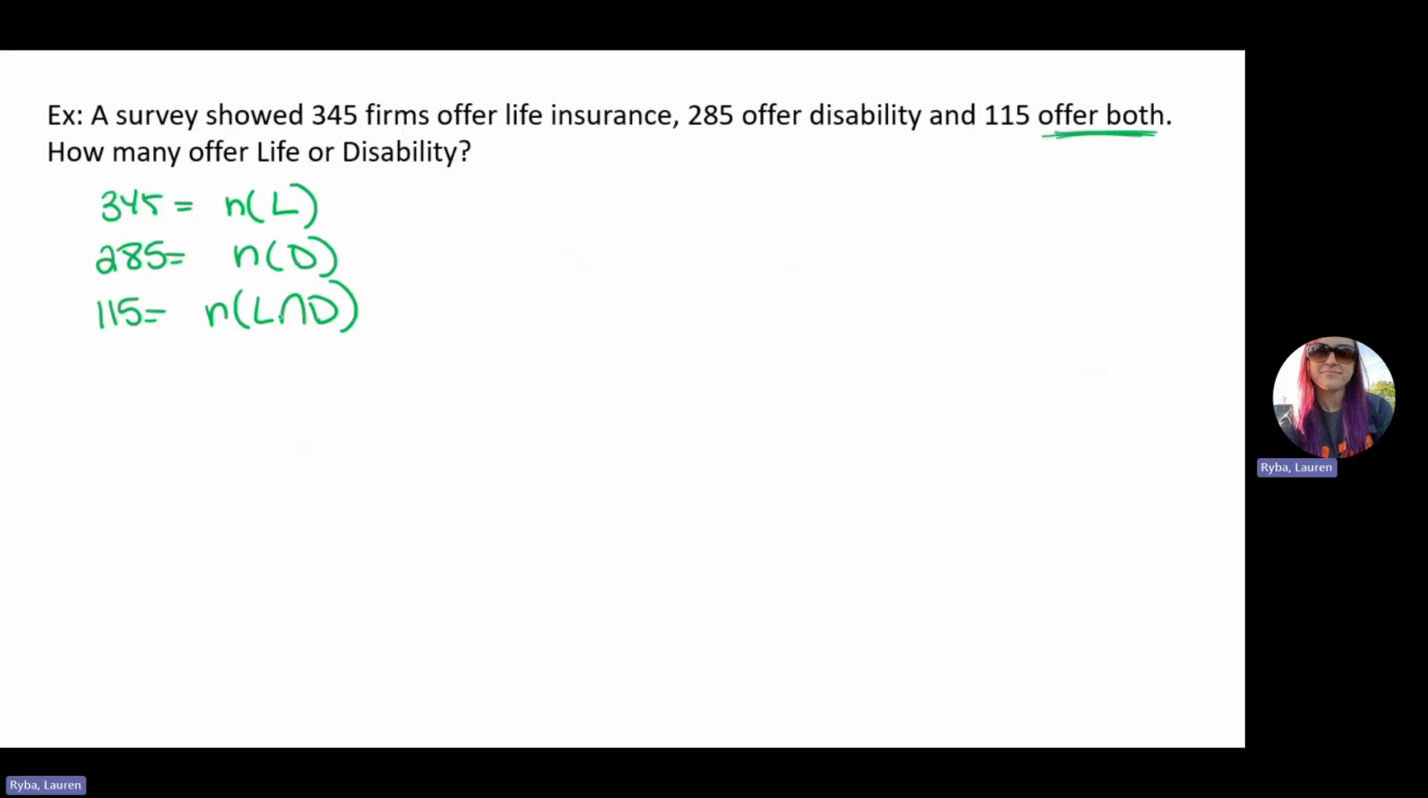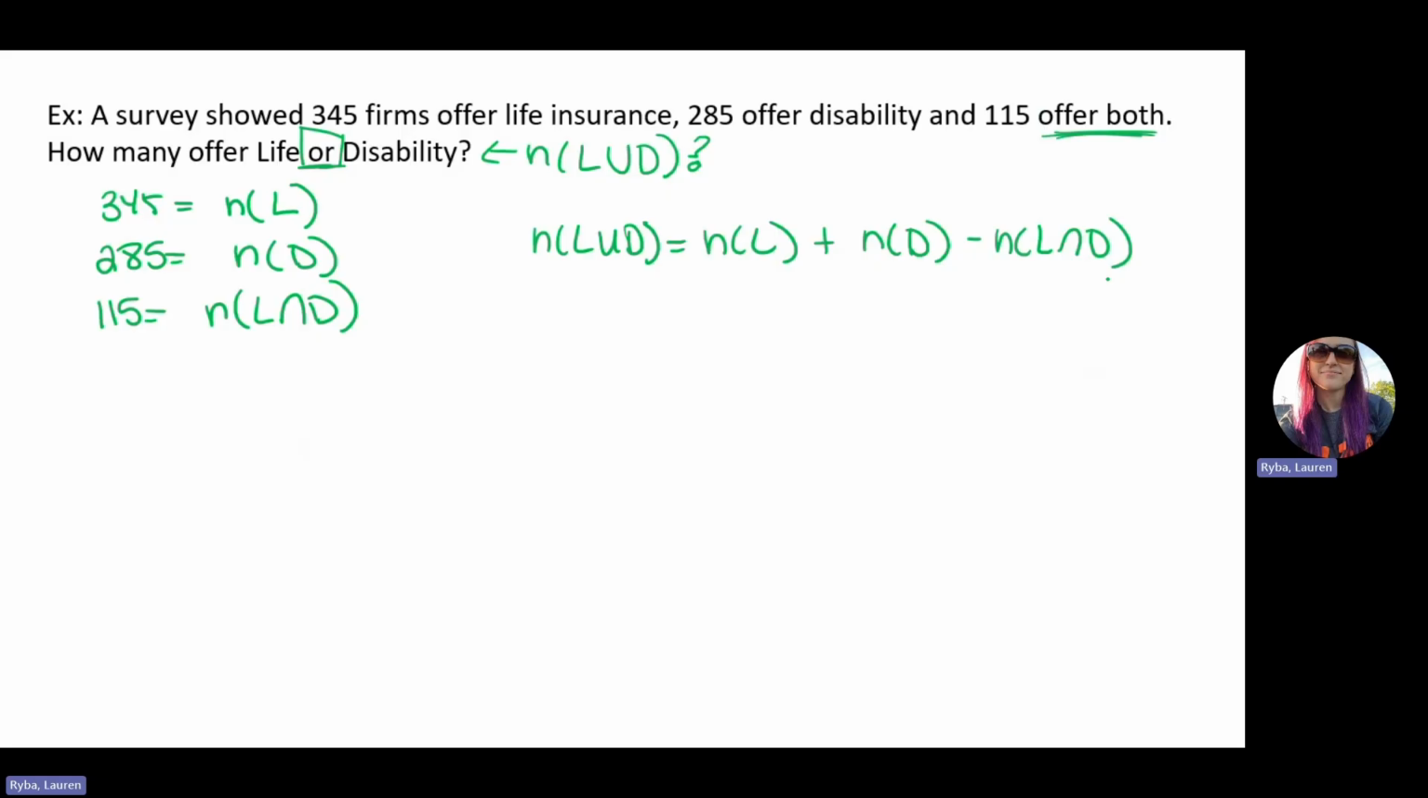So both is your intersection. When you want the or, that's the union. So this is asking L union D is my question. And we have our formula. So the number in the union is the number in L plus the number in D minus the intersection. So I'll take 345 plus 285, and then I subtract 115 from that. And that is going to leave me with 515.